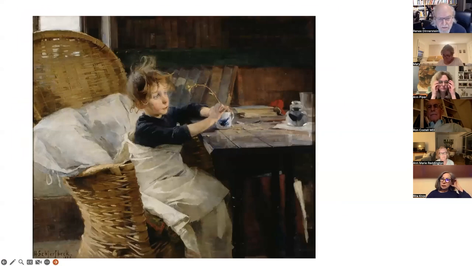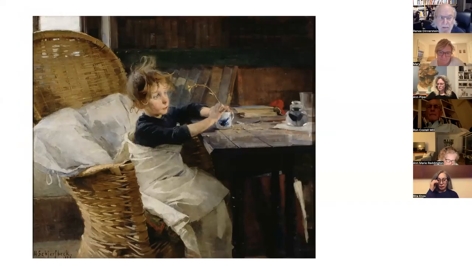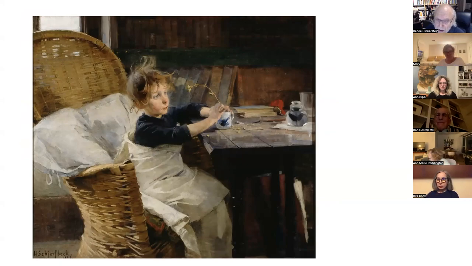Okay. So this would be an example of the more naturalistic direction. And I've read a bit about this painting, and I believe that this is one of the most well-known Finnish paintings and got a lot of response. I hope I remember this right, but I think that she was 21 years old when she did this painting.